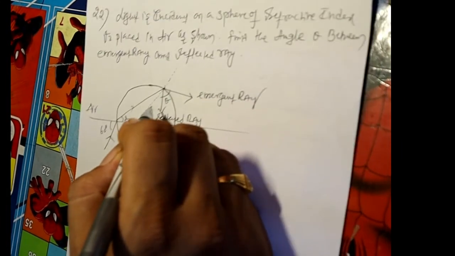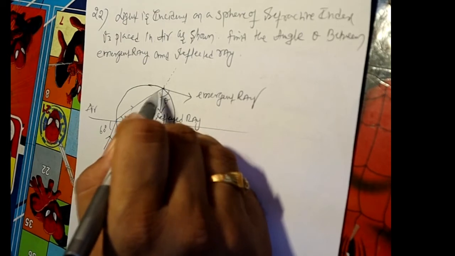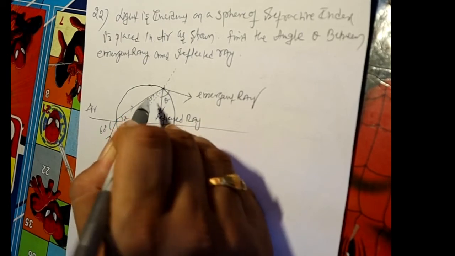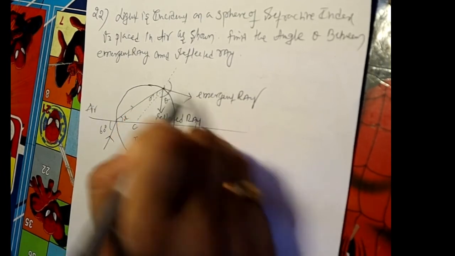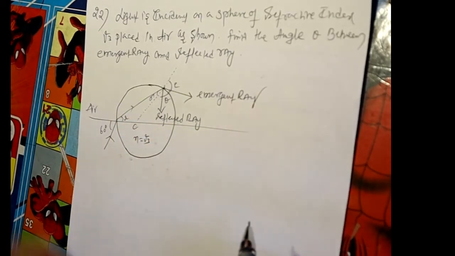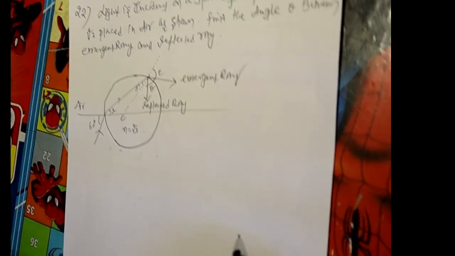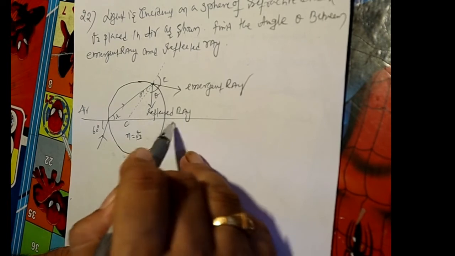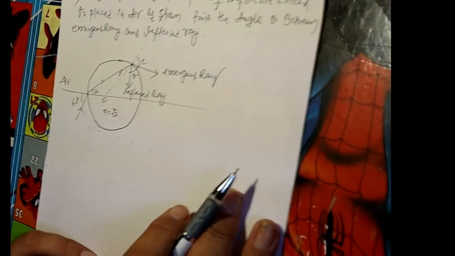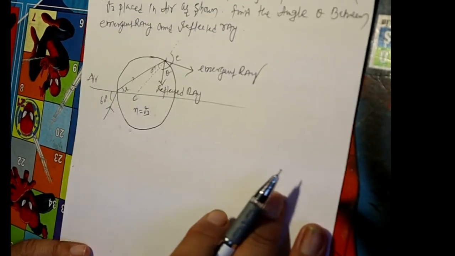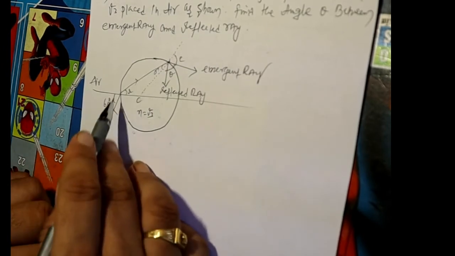And this light ray strikes the boundary of the sphere, glass and air, with an angle r dash and emerges out. This is the emergent ray and this is the emerging angle. Now we want to find out the angle between reflected ray and emergent ray. How can we solve this problem? Let us discuss. So apply Snell's law at this point.